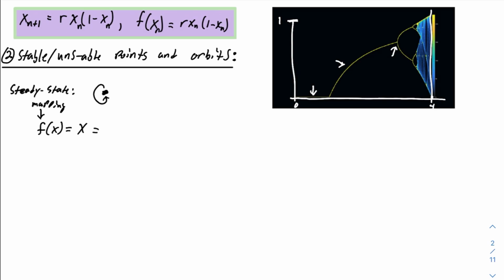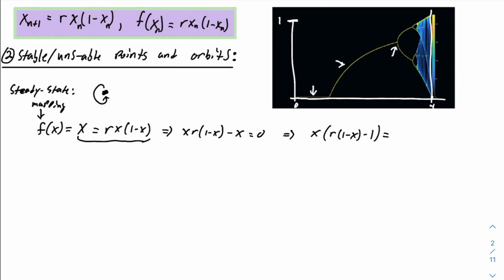Okay, well this is easy for the logistic map. It's just r x (1 minus x). And then we can solve this because it's just a quadratic, right? We're trying to solve for x in terms of r, because r is just a variable we can change. So we get x r (1 minus x) minus x must equal 0, which then goes to x (r (1 minus x) minus 1) must equal 0, which is, again, pretty easy to solve.